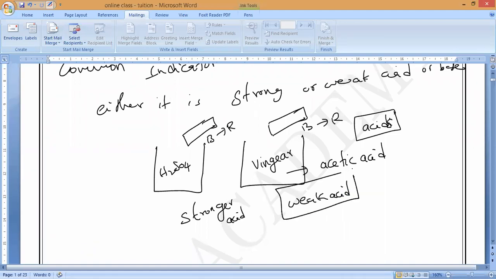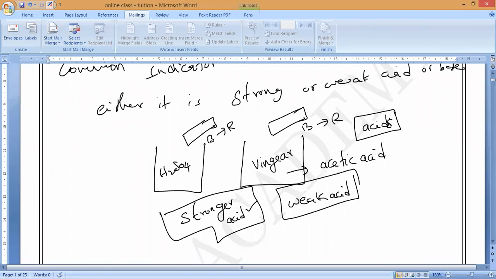So that is the reason we need one more indicator which can indicate whether a given substance is an acid or base. Also, it will say the strength of the given substance. Do you understand, all of you? Please tell me, Ra. Yes or no?